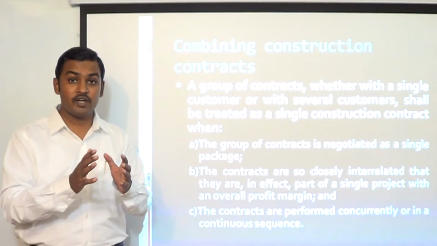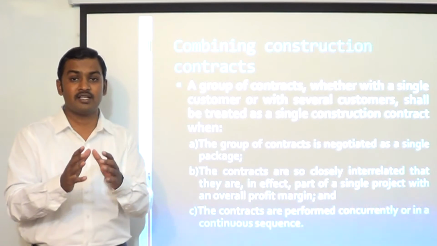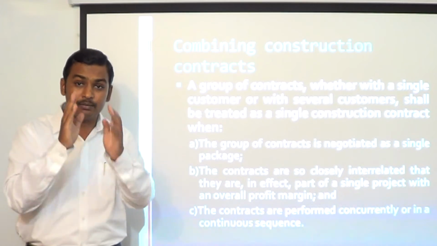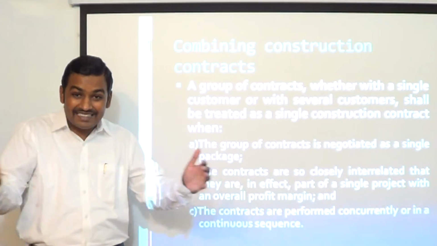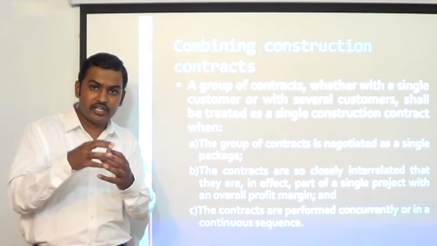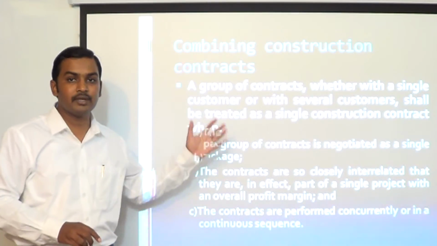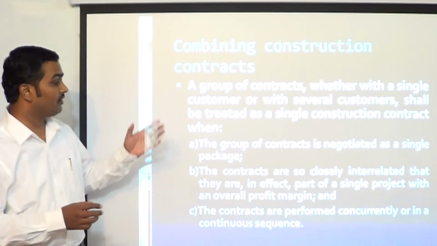So in such cases, we are not going to see the legal form, we are going to account for the subject matter of the contracts. We are going to try to capture the commercial reality of the contracts by treating all these contracts as one contract and applying the requirement of the standard to all of these contracts treated as one contract. That is called combining of contracts. Now when will we do that?